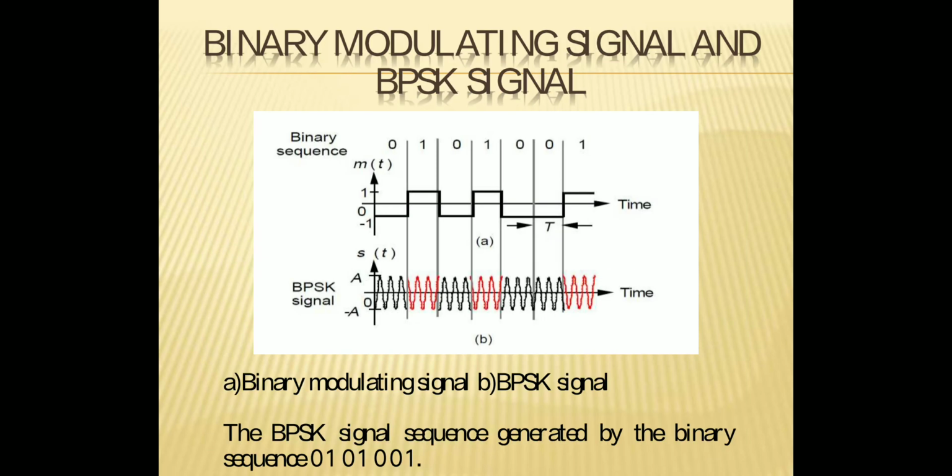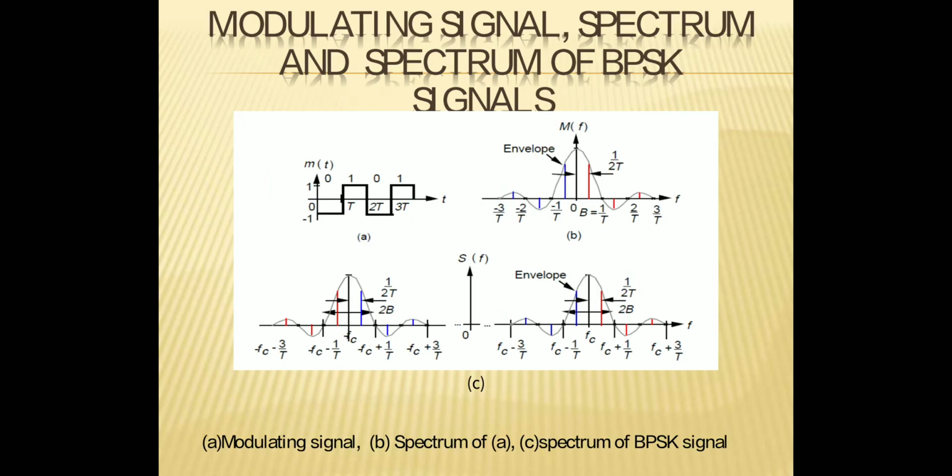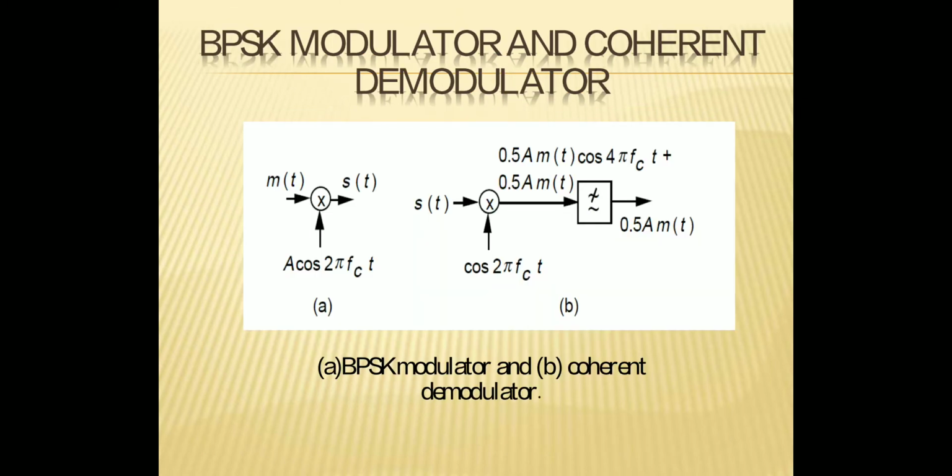So this is the BPSK signal. The data is 0 1 0 1 0 0 1. You can see that the phase is changed by 180 degrees where there is a change in data. These spectrums will just, see that the envelope of BPSK will look like this. Modulator and demodulator we have already gone through.